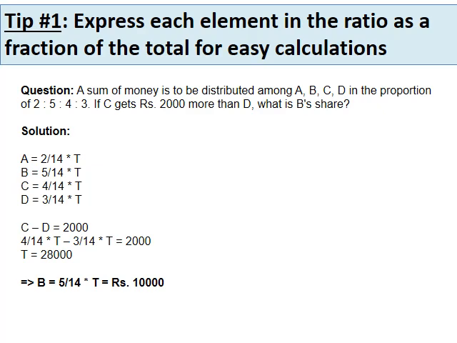The total money with A, B, C, or D can be found by substituting T is equal to 28,000 into the equation as shown below for B. Herein, B is equal to 5 upon 14 into T, which gives the answer of rupees 10,000.